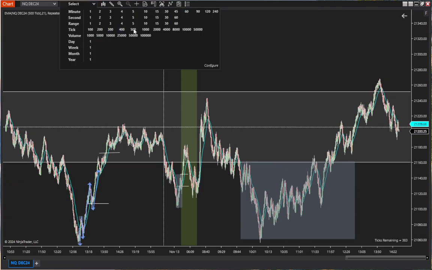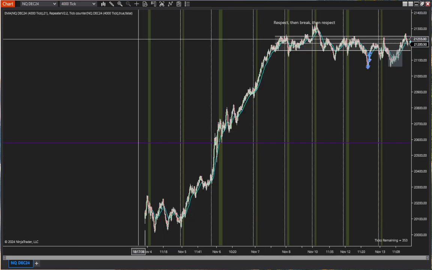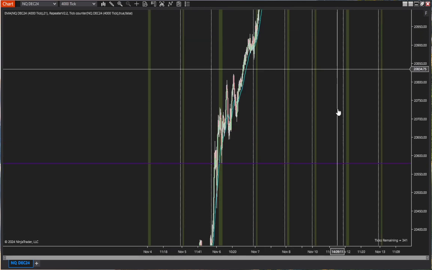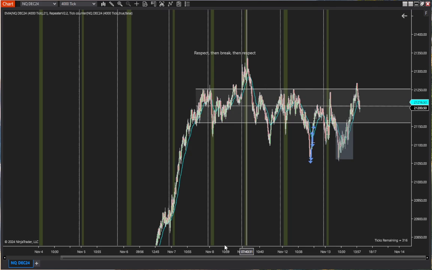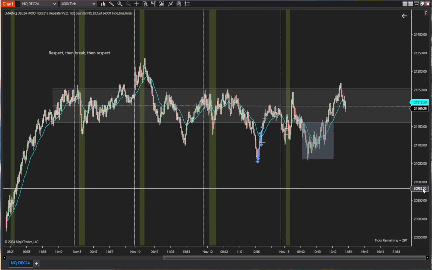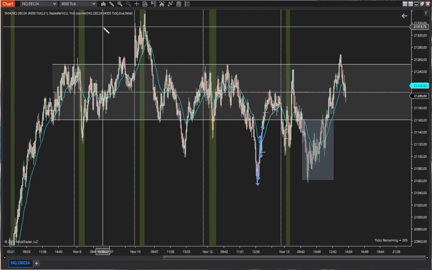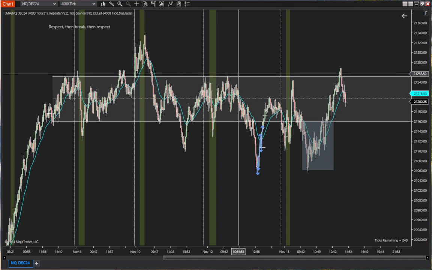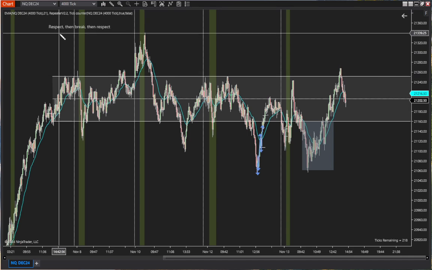And let's go back to the 4,000 tick chart just so I can go over why I don't like it the other way. Because you have good risk reward doing it the other way, but you have less opportunities to trade, right?